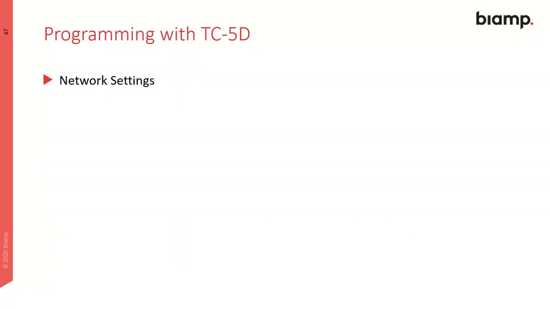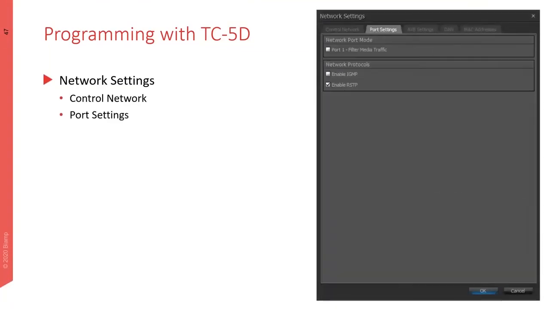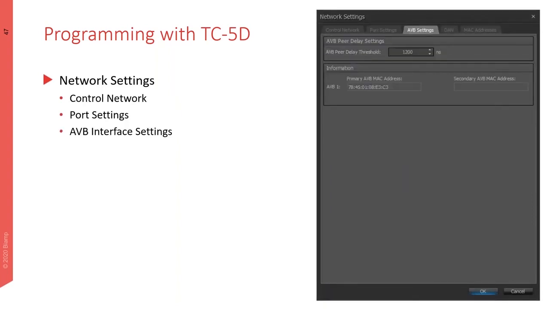Programming will start by going to the network settings and assigning the control network. You have the port settings, and you have the AVB interface settings. Sometimes, if you have long distances, you need to change the AVB peer delay time threshold value, or match it to the switch configuration if you have an integrated system with AVB switches.